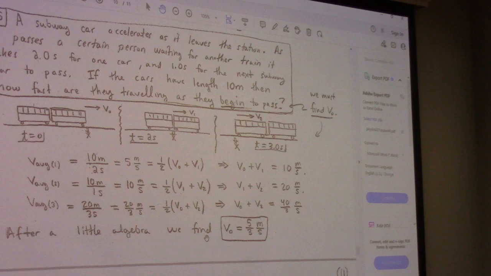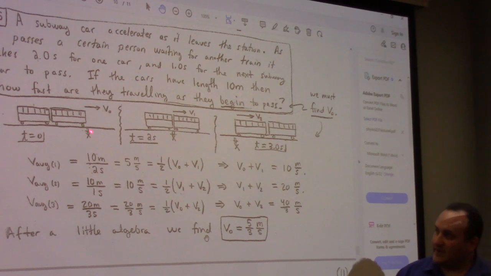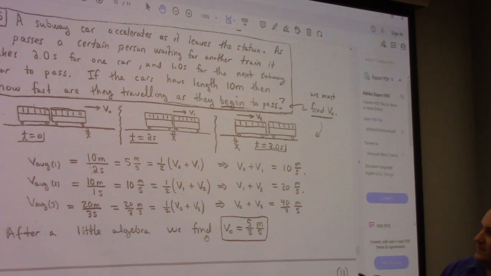So here's a picture, snapshot. Here's Mr. Observer, time 0, there he is, right? After 2 seconds, 1 car has passed, right? After 3 seconds, 2 cars have passed. So how do you figure out the initial speed of the train just as he's starting to pass the observer?